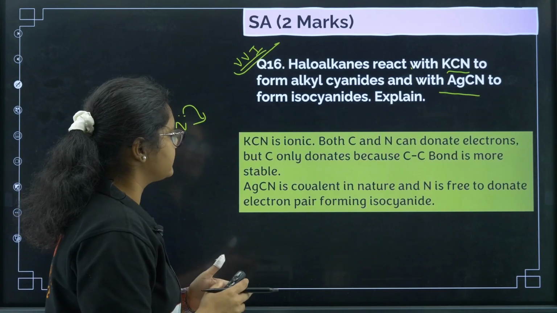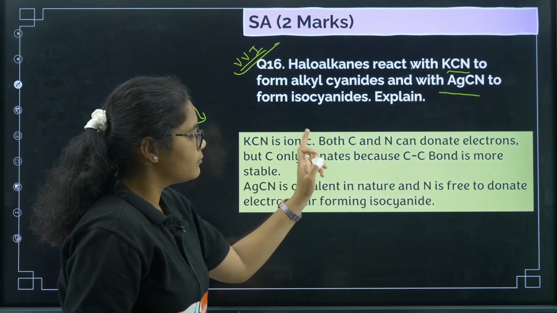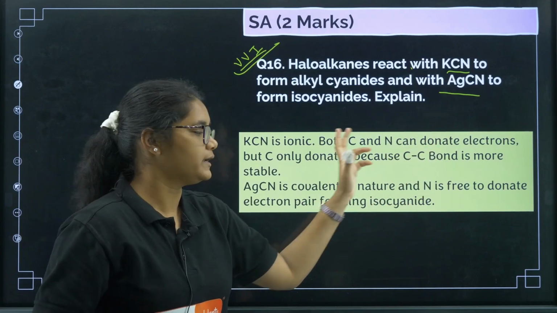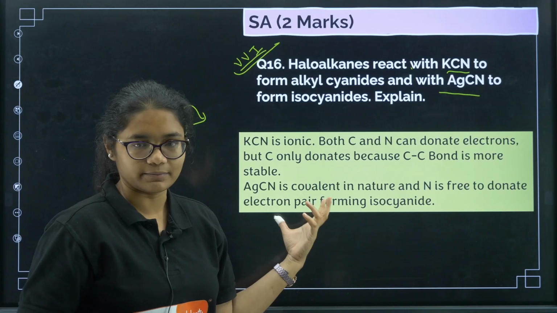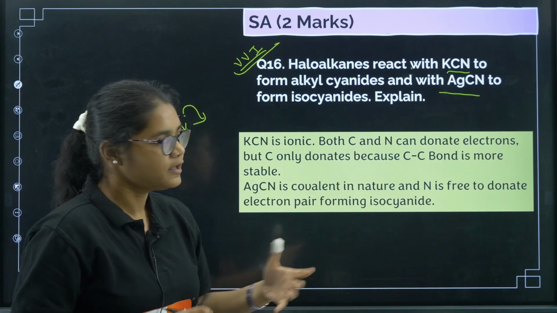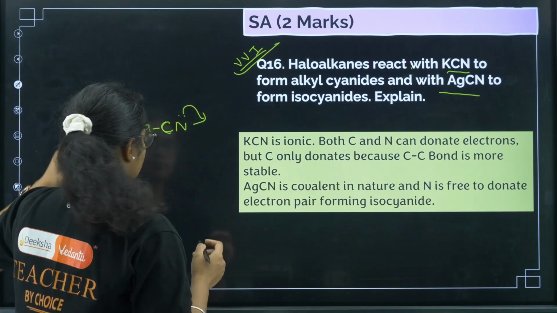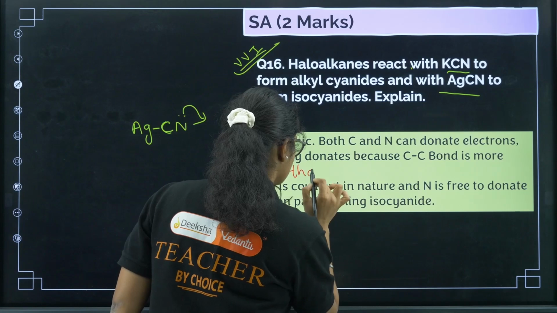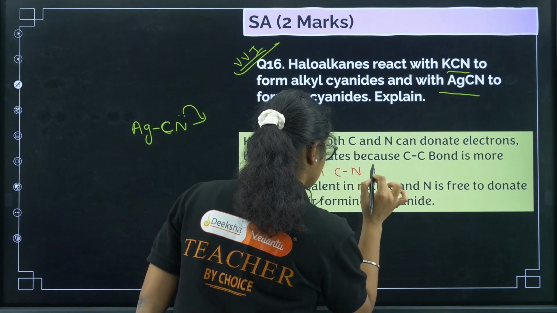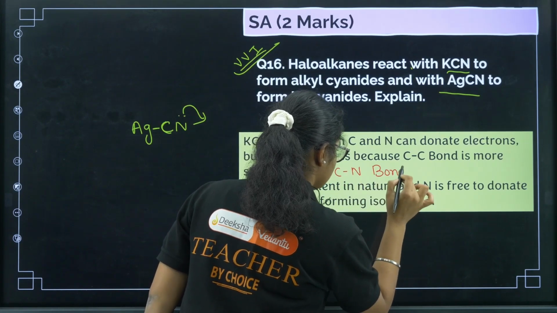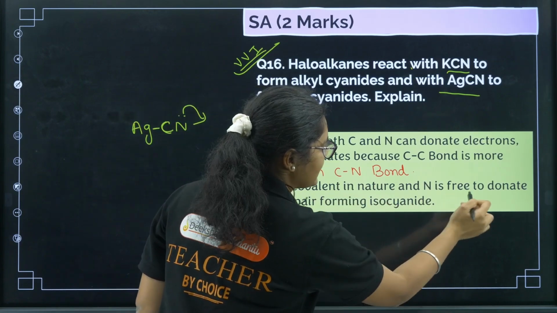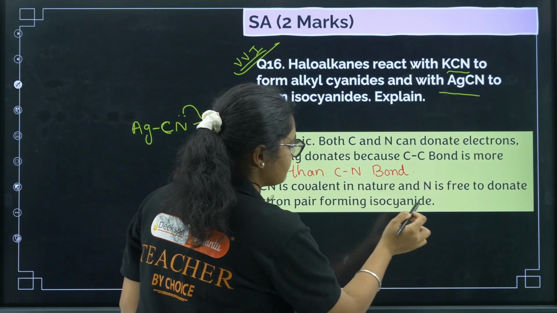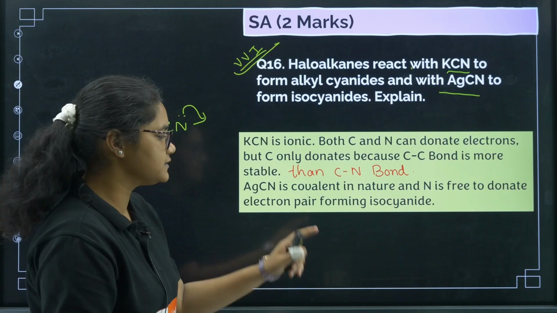So you can write down like this, KCN is ionic, both carbon and nitrogen can donate electrons, but carbon only donates because the C-C bond is more stable than the C-N bond. So here you can add one line, more stable than the C-N bond. Okay. Next, AgCN is covalent in nature and N is free to donate its electron pair, forming isocyanides. Okay, this is an important question.